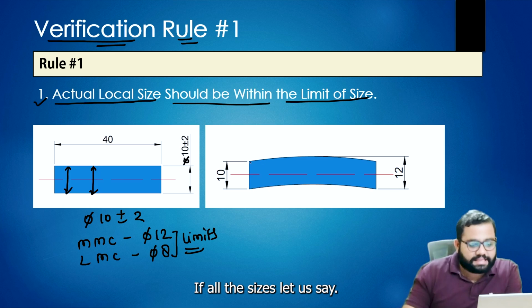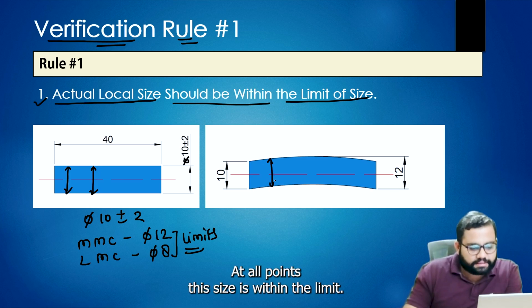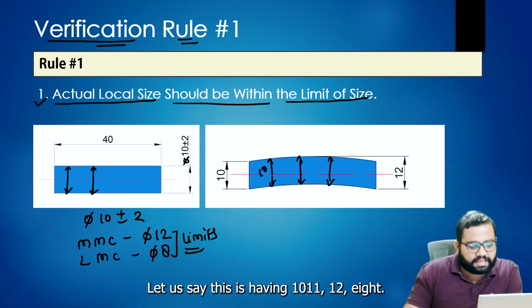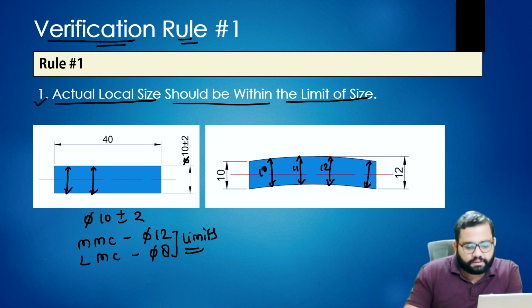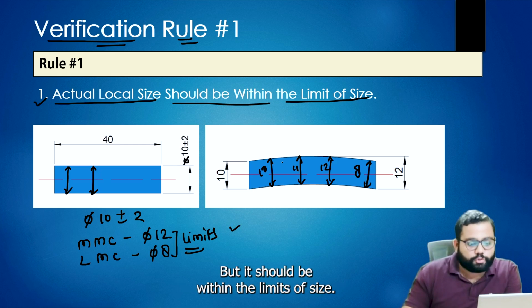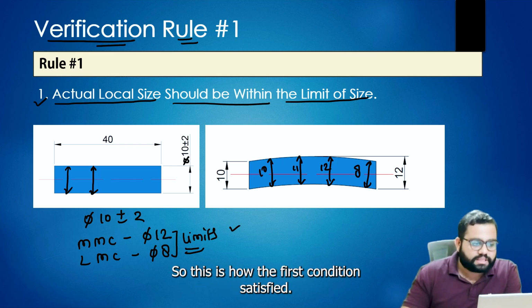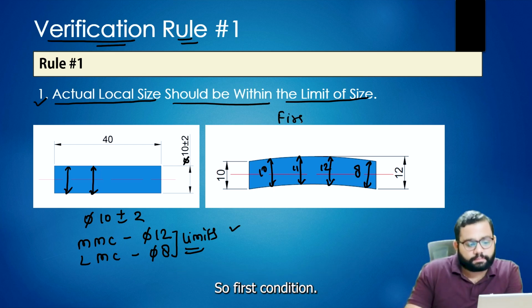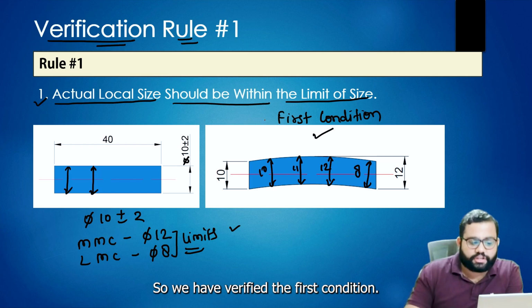If all the sizes at all points are within the limit, let's say 10, 11, 12, 8, it can vary anywhere from 8 to 12, but it should be within the limit of size. This is how the first condition is satisfied. So we have verified the first condition.